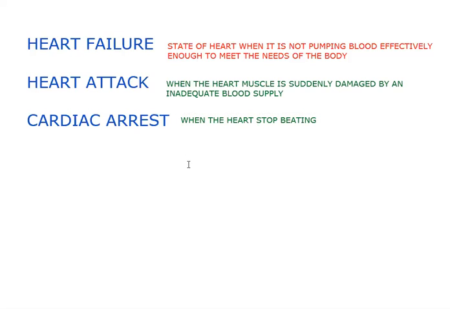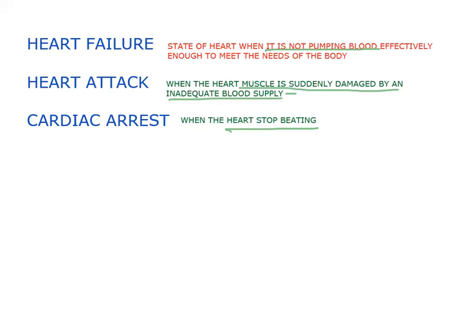We have some technical names like coronary ischemia and infarction, different words which are not mentioned in the text here. We limit ourselves to the technical terms which are given here. See the difference among the three. What is heart failure? The keyword you have to remember is pumping problem. Not pumping blood effectively, we can say heart failure. Heart muscle is suddenly damaged by an inadequate blood supply, muscle is the problem. Cardiac arrest means heart stops beating. So they are saying these three are different.